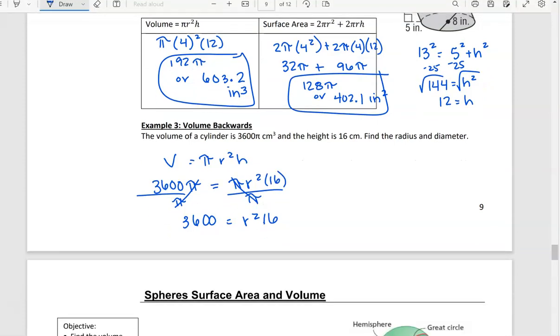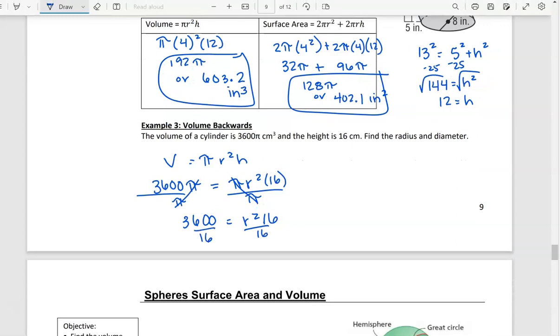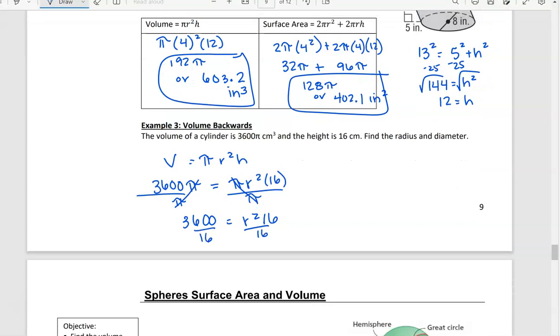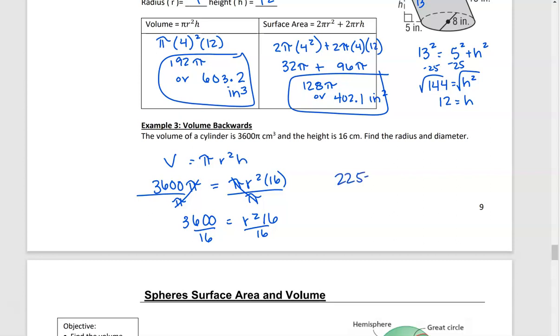So we can go ahead and divide by 16 to get the radius squared alone. And that's going to be 225 is equal to the radius squared. And then we want to do the square root of that. So radius is equal to 15. And the diameter is just going to be double that, so 30. And it's centimeters.